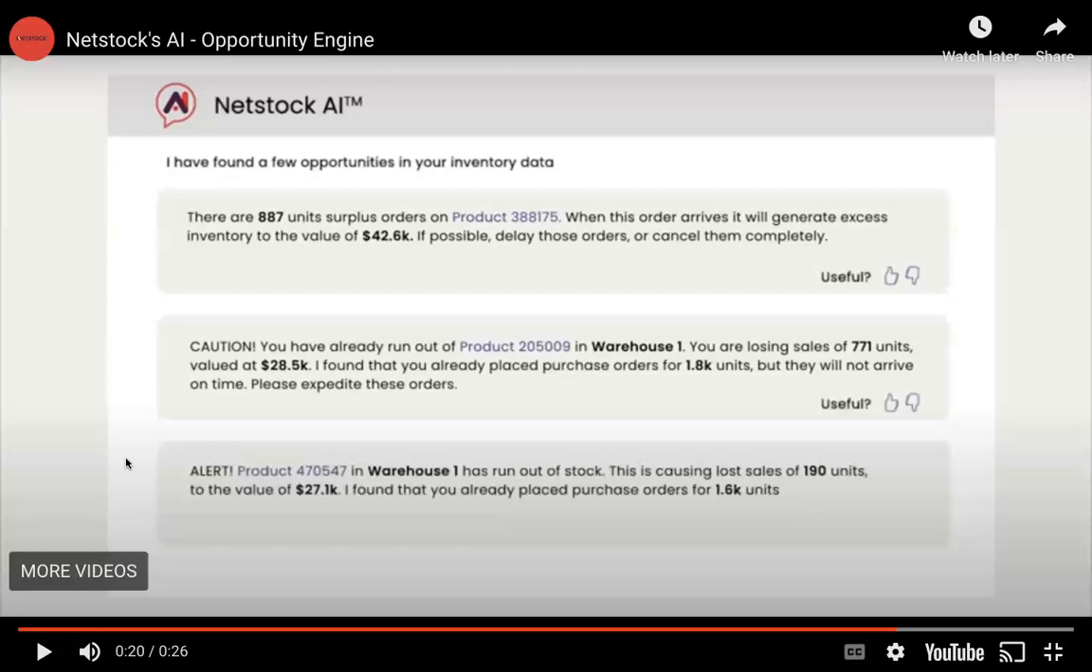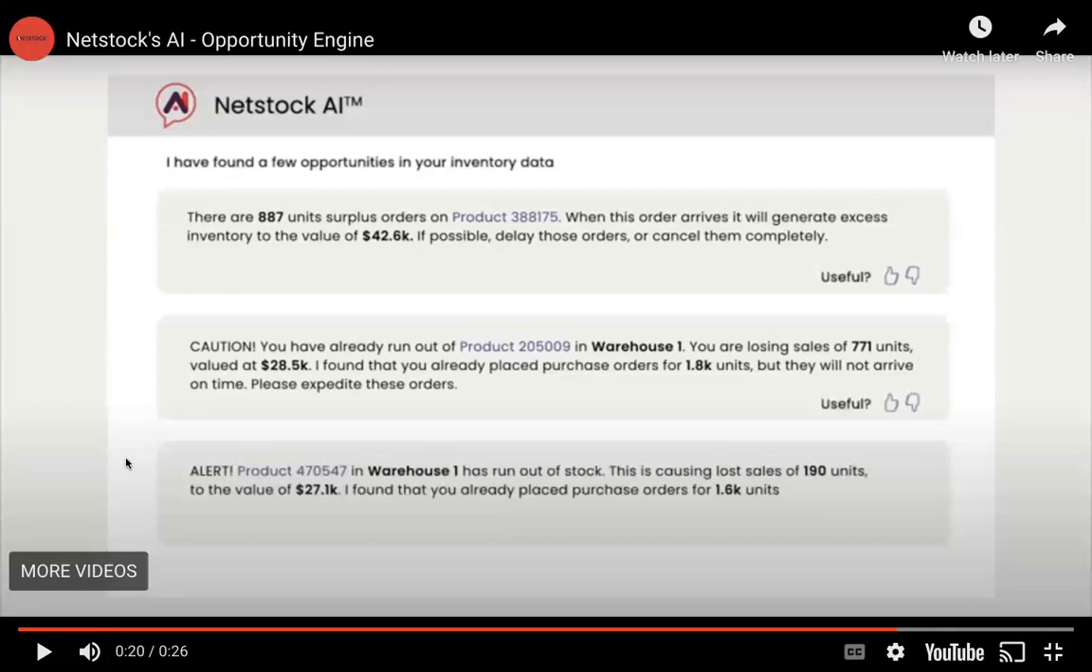It can also, in distribution where there are multiple locations, look at other locations that have excess of certain items where you might be stocking out or about to stock out, and it'll recommend that perhaps you transfer from another location to there rather than waiting for the stock to come in from a supplier. So these are the types of opportunities, and this is really, really powerful stuff. We're really, really excited about this. This is really going to change the way that Netstock interacts with our customers, and bring a lot of value to the business.